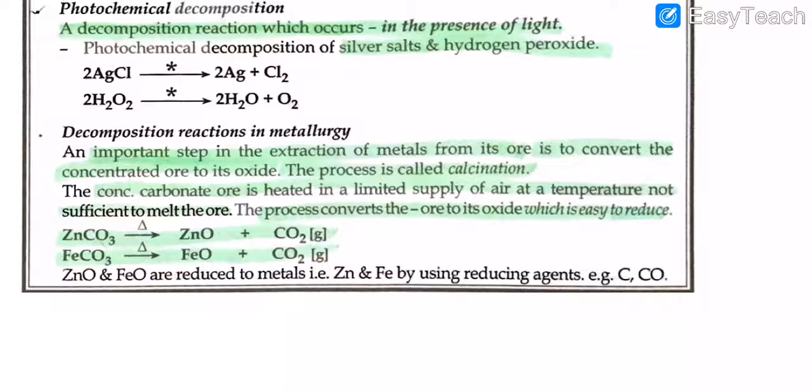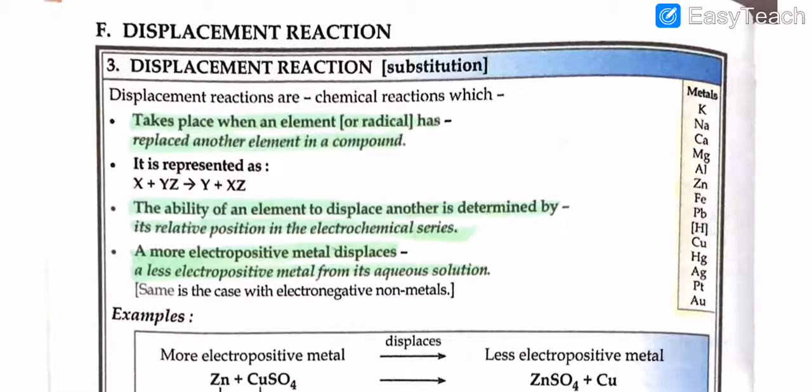Moving on with the next page where we talk about the displacement reaction. Displacement reactions are chemical reactions which take place when an element or radical has replaced another element in a compound. It is represented as X plus YZ gives Y plus XZ.